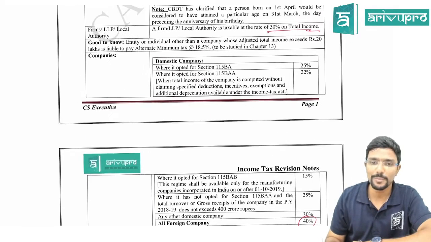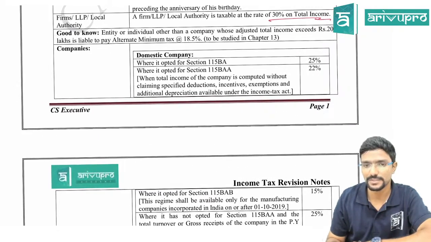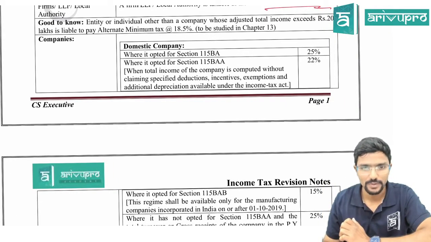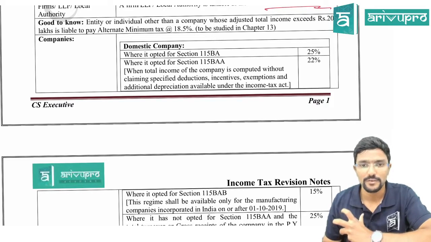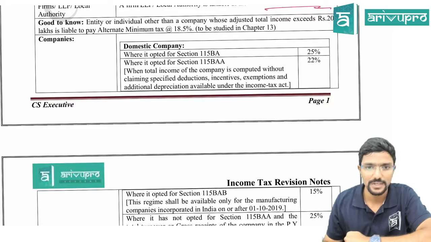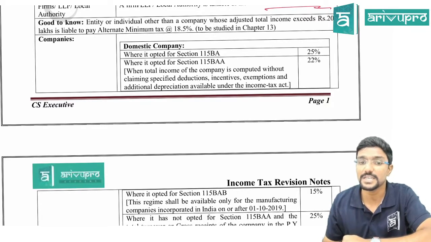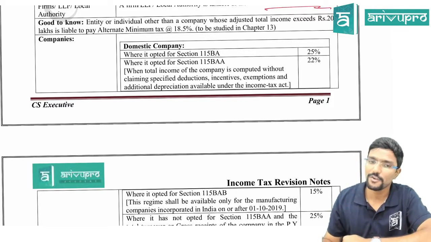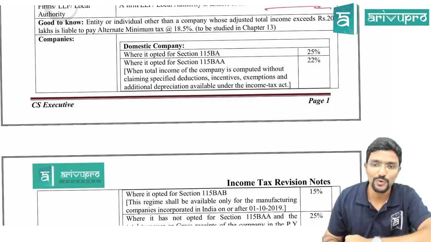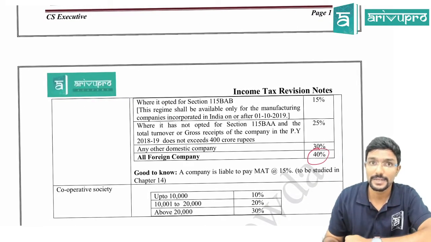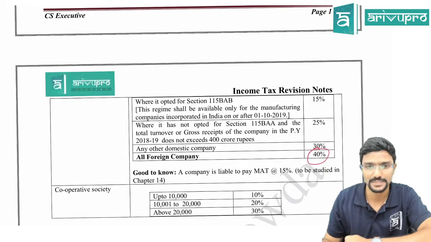When it comes to domestic company, we have to see a few things. If the domestic company has been given different options, where it has opted for section 115BA, the tax rate will be 25%. Where the company has opted for section 115BAA, the tax rate will be 22%. If you are opting for this, then you have to forego certain exemptions and deductions, which we will be seeing in the tax incidence chapter of companies.